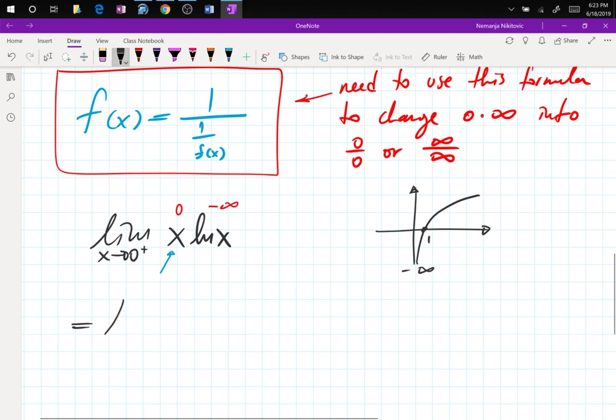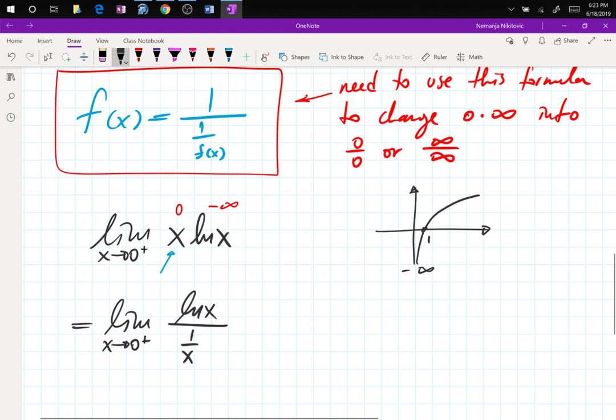So this is equal to the limit as x goes to 0 plus of ln x divided by 1 over x. What I did is I pushed that x from where it was down into the denominator of the denominator. The function was f equals x, divided by its derivative. We didn't do any derivatives yet. This is just algebra now.